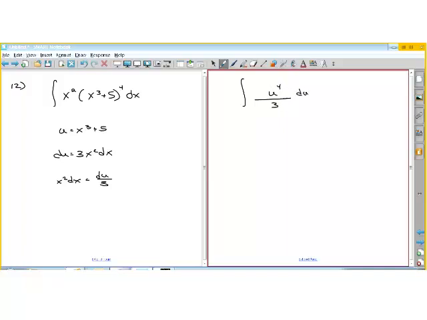If I plug u back in, I'll get u to the 4th, and then I take the derivative of u, and I get 3x squared dx, so the 3's cancel out, and we're back to where we started. So now we have just a polynomial. What we'll do is factor out the 1/3.